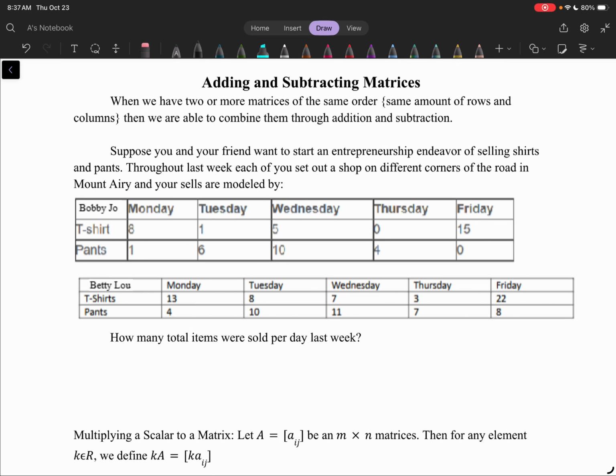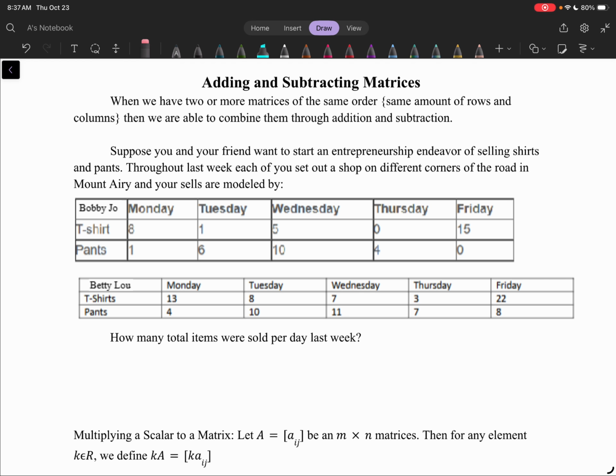Good day. Today we're going to be looking at adding and subtracting matrices. When we have at least two matrices of the same order, that part right here is incredibly important. If you do not have the same order, you cannot add or subtract the matrix. If you have them of the same order, you can add and subtract each individual element inside your matrix.